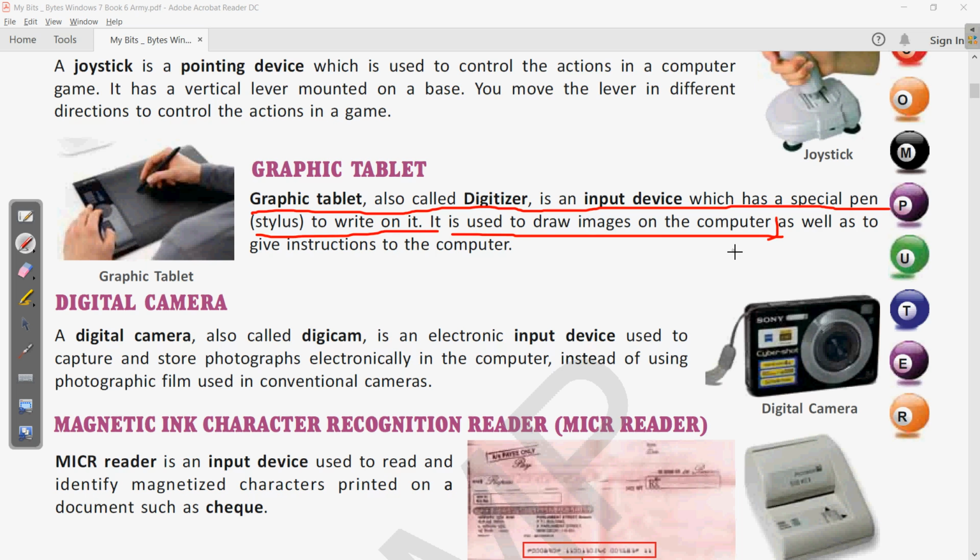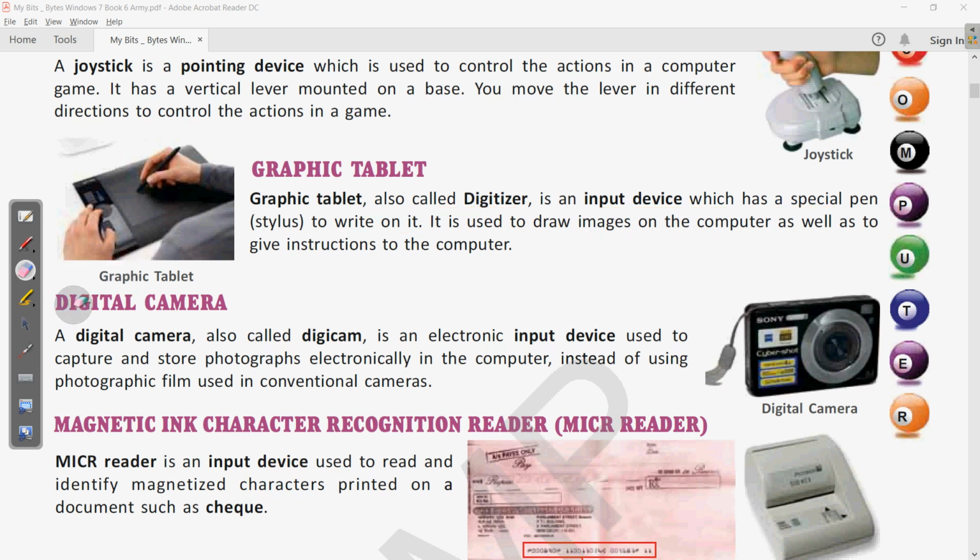I hope we have discussed in the explanation also that it is the input device using which you can give instructions to the computer, and on the surface you can write using a special electric pen that is known as stylus. Clear? And mostly it is used for drawing images on the computer, used by professionals, some architects, and various designing can be done using these graphic tablets. So I hope this is clear.